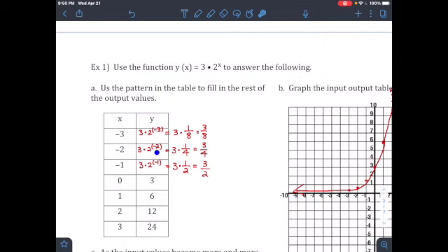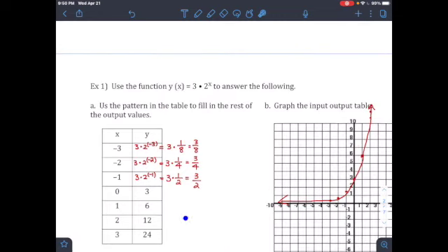Same thing here, because that's looking at -2. Because that's a negative exponent, you flip it over, and so you get 1/4, because 2 times 2 is 4. Therefore it's 3 times 1/4, that's 3/4. Then you do 2 to the -3, which is actually 1 over 8. And when you do 3 times 1 over 8, it's 3 over 8. And those are the points you're going to plot.